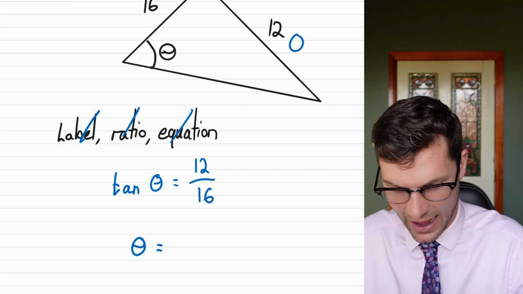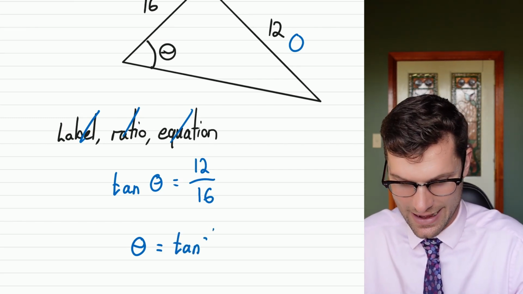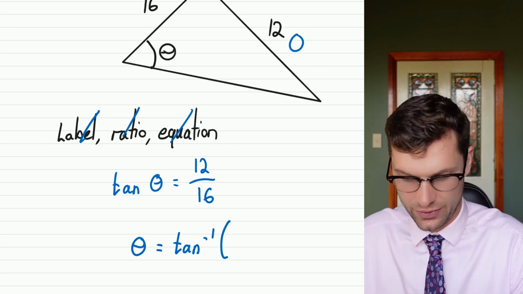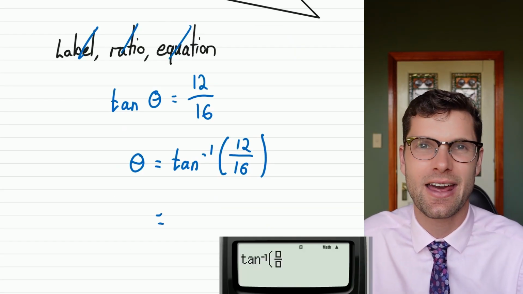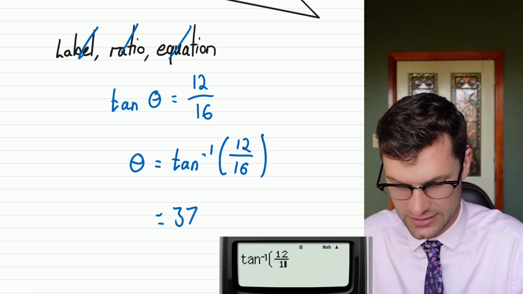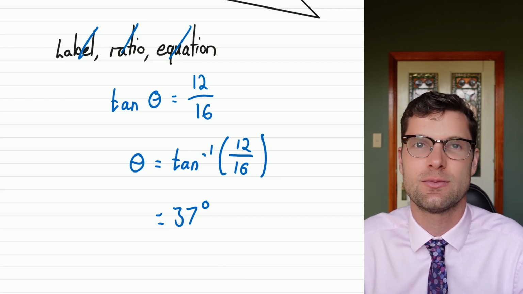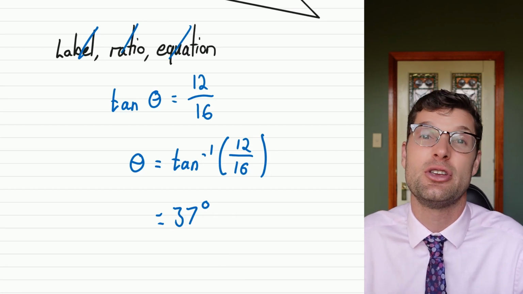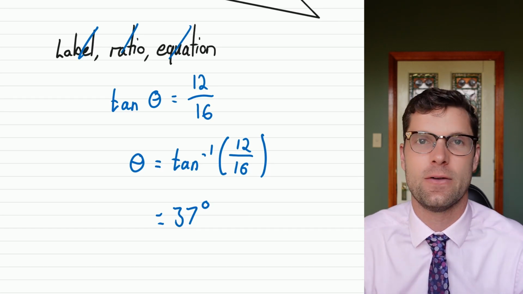This means that the angle of interest is equal to tan -1 with 12/16 in the brackets. Once you throw that into your calculator, it'll give you the answer of 37 degrees, and then we're done. If you do have to put it to 2 decimal places, obviously do that, but usually these kind of questions do ask you to the nearest degree, and that's all we've got to do.